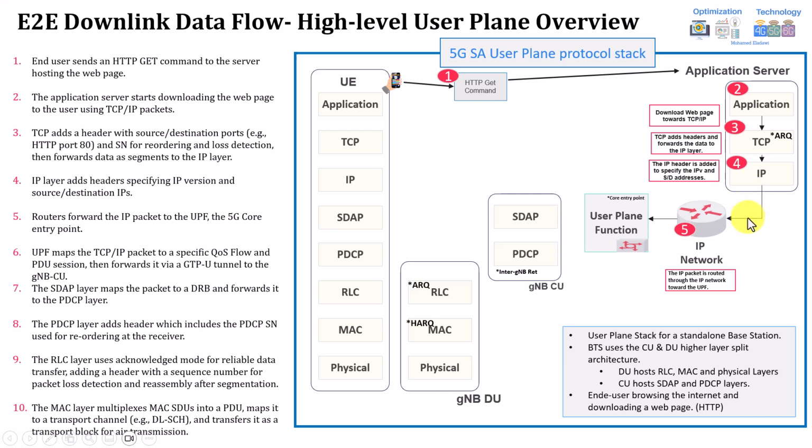Once it's received from the IP layer into the IP network, the IP packet coming from the IP layer will be routed through the IP network towards the UPF. And as you know, the UPF, or user plane function, in 5G is the core entry point for the 5G core. So this is what's responsible for, as you can see here, once the IP packet is received, which is the TCP/IP packets coming from the application towards the user plane function, mapping that into a specific quality of service. It knows whether this data needs a specific quality of service and within which PDU session.